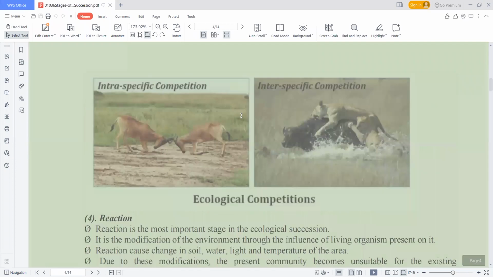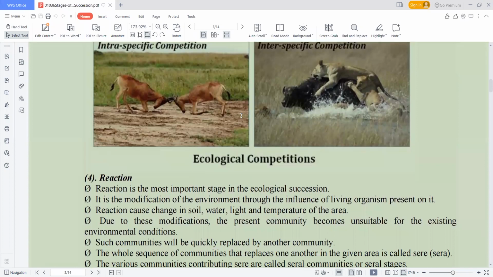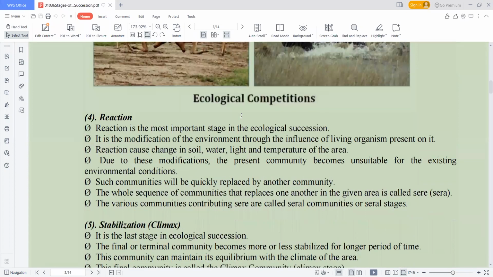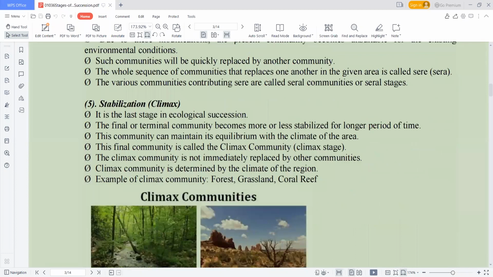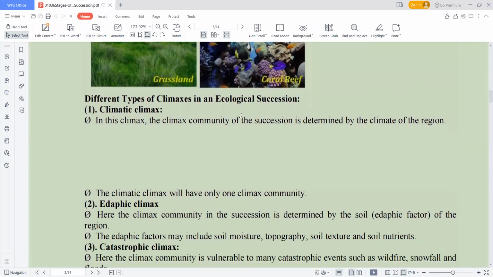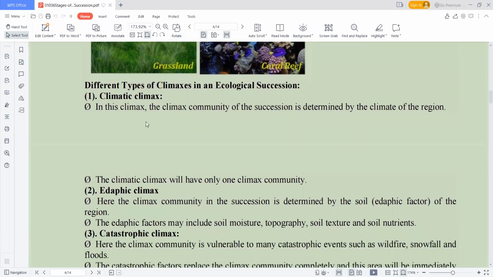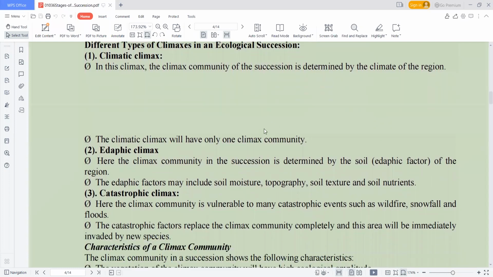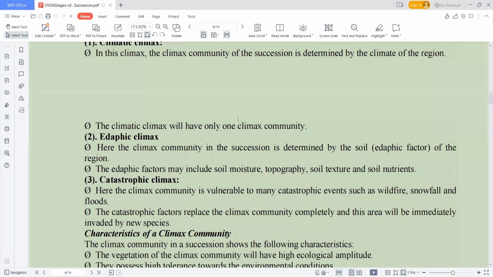Next is the different types of climaxes in ecological succession. First, the climatic climax: in this climax, the climax community of the succession is determined by the climate of the region. If the climax community is determined by the climate of the region, it is called the climatic climax. The climatic climax has only one climax community.